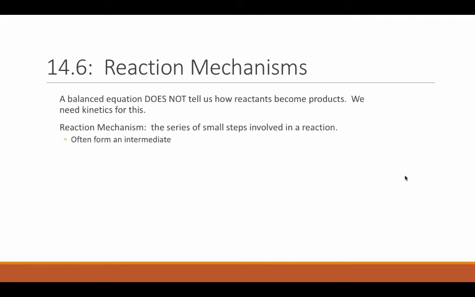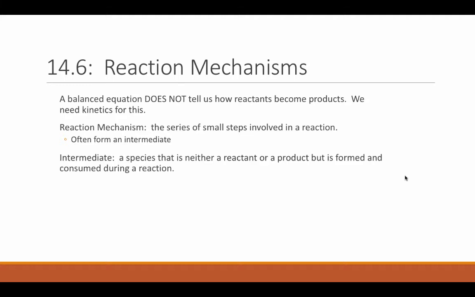Let's look at a little bit of reaction mechanism vocabulary. An intermediate is a species that is not a reactant or a product, but is formed and consumed during the reaction, meaning it may be formed in, say, the first step and then used as a reactant in the second or third step. An elementary step is a single step in a reaction. Elementary steps are important because we can write the rate laws directly from their molecularity or directly from their stoichiometry.